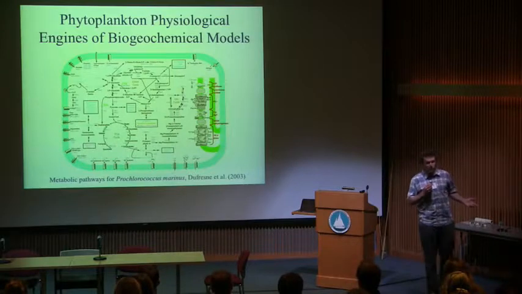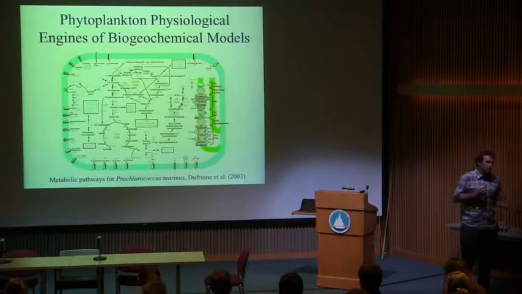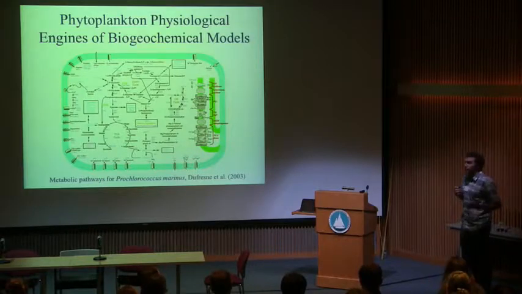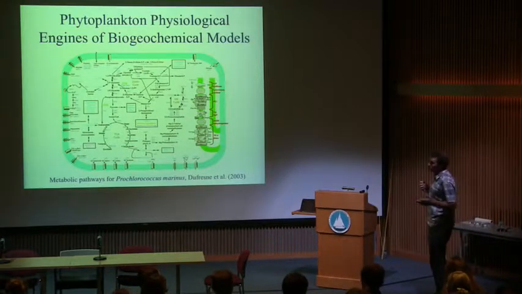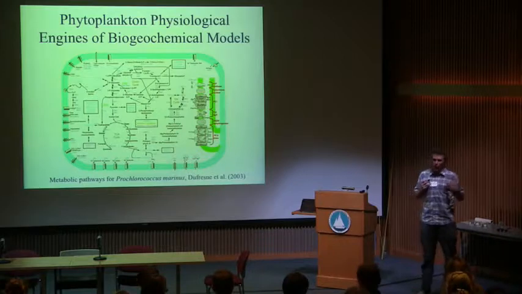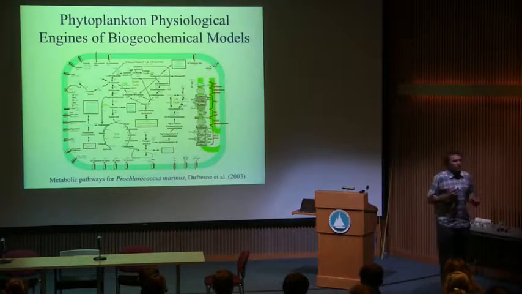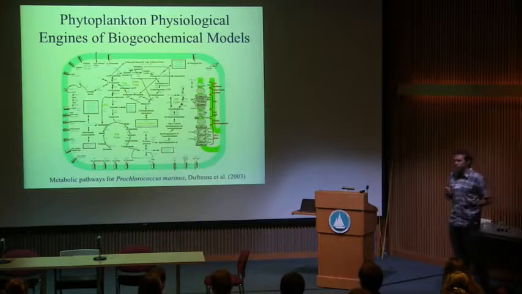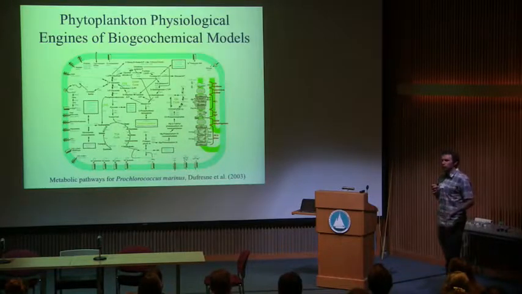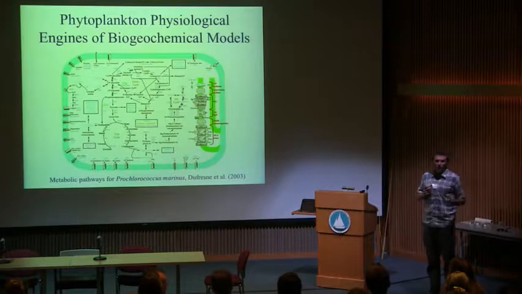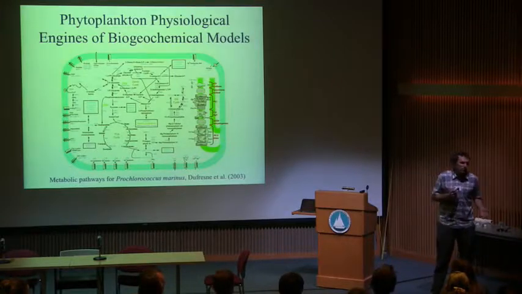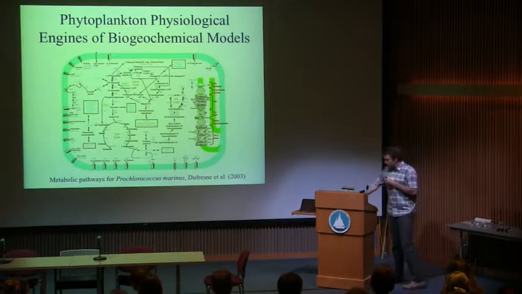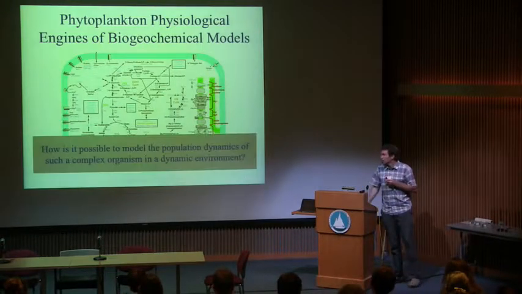This is a metabolic map of Prochlorococcus marinus, which is a globally ubiquitous phytoplankton with perhaps the simplest genome. And you can see it's already wildly complex. So we want to have robust and data-constrained models that describe photosynthesis, multiple nutrient limitation, co-limitation, stoichiometry, and mixotrophy. And you can see that that's going to be quite complicated.